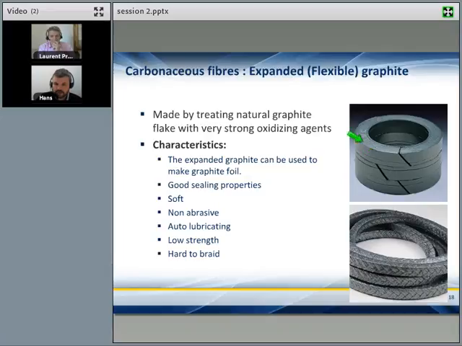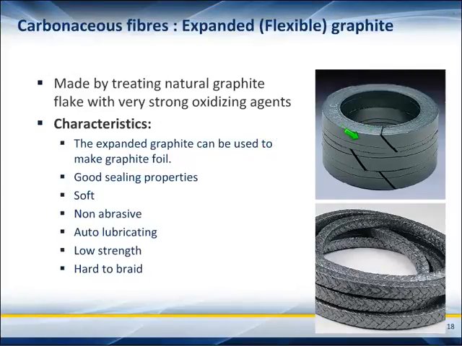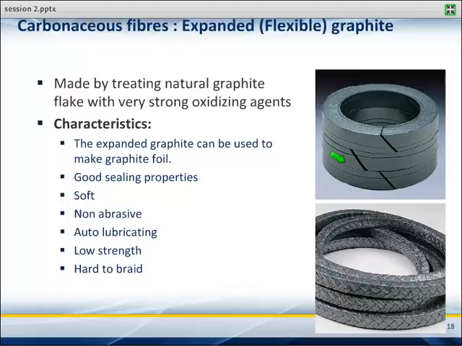Here on the right you can see an example of a die-formed packing that is made of flexible graphite tape. So this is not a braided packing. This packing is made by taking flexible graphite tape and compressing it in a die.